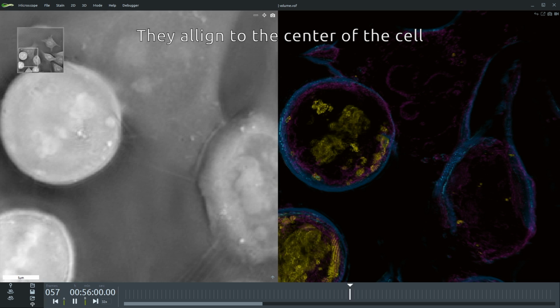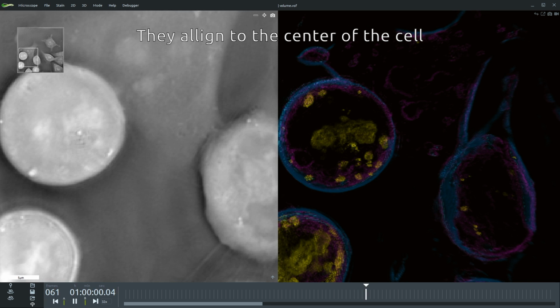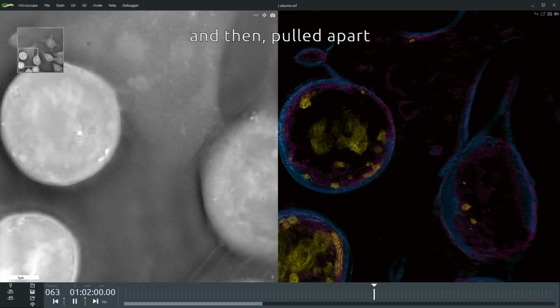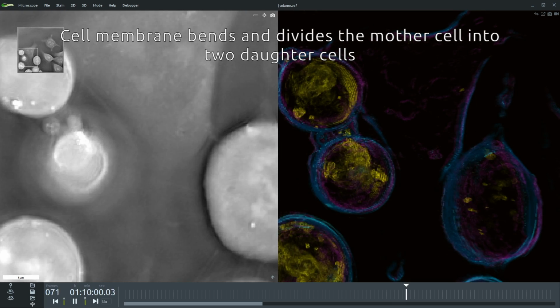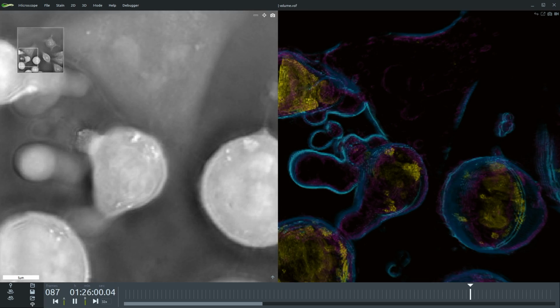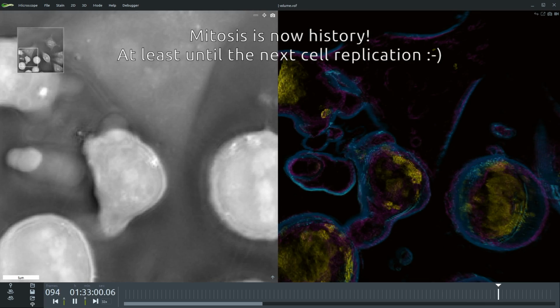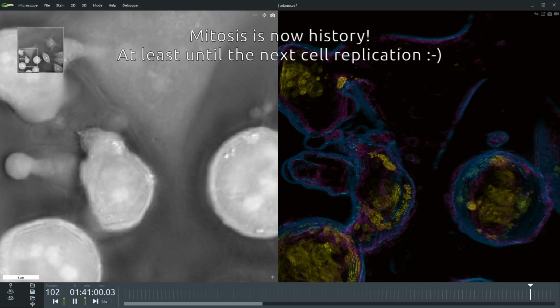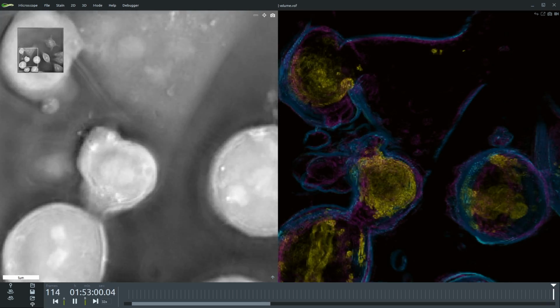Afterwards, chromosomes are carefully aligned, roughly in the center of the cell, and then pulled apart. The cell membrane bends in the center and divides the mother cell in two daughters. Mitosis is now history, at least until the next cell replication.